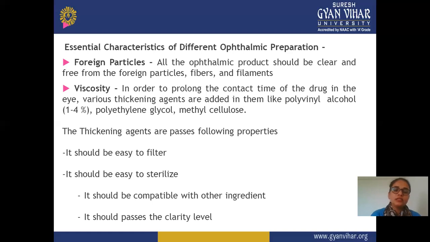And next, it should be compatible with other ingredients. If you are formulating some ophthalmic preparation, maybe eye drop, eye ointment, or anything, you are using different excipients, because the API alone is not sufficient for your formulation. In this condition, you should make sure that each and every excipient is compatible with each other as well as your drug. There should be no compatibility issue observed in your formulation. So you check the compatibility study of each and every ingredient, including excipients as well as API.